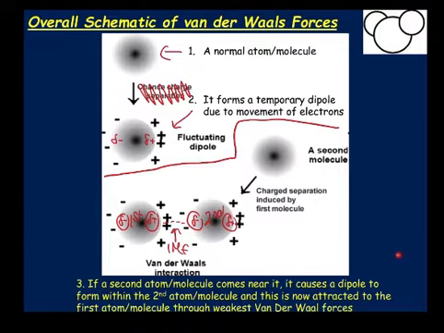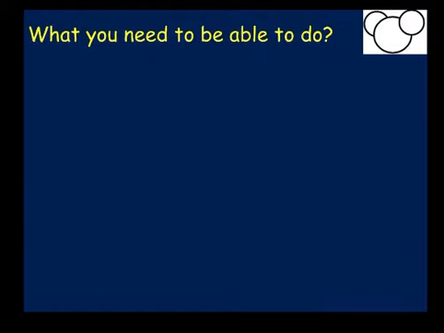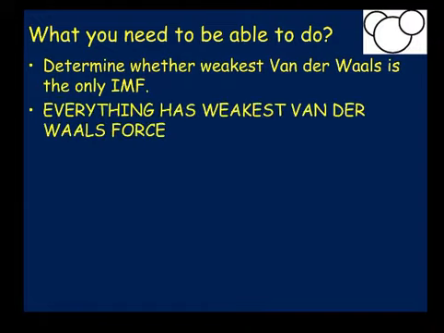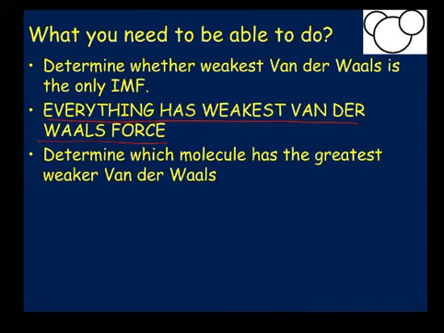So this next part may not be quite the same as it is in yours, but what do you need to be able to do? You need to determine whether the weakest van der Waals is the only IMF force that's present. So the rule that I want you to get into your head is everything has weakest van der Waals forces, and it's because everything has electrons.